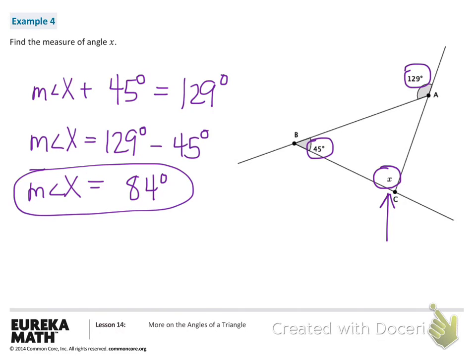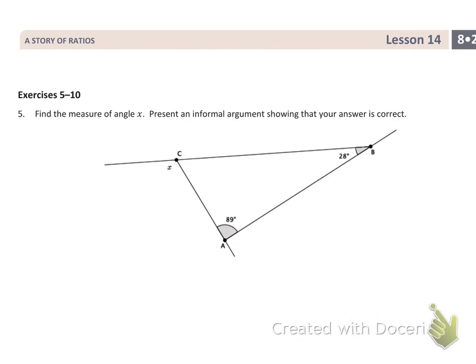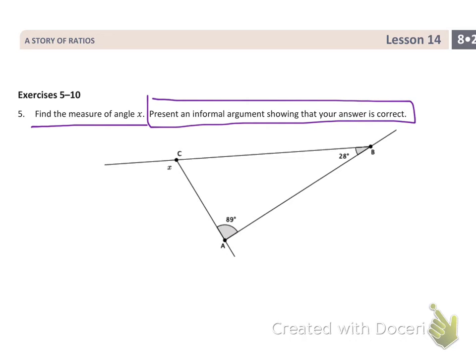Okay, you are going to do exercises 5 through 10 independently, and then you can come back and check your solutions against the video. So go ahead and pause now and work on exercises 5 through 10. Notice that in each of these cases, you're not only finding the measure of angle X, but you're also going to present an informal argument showing that your answer is correct. So you can't just give me the number. You want to tell me why it's true.